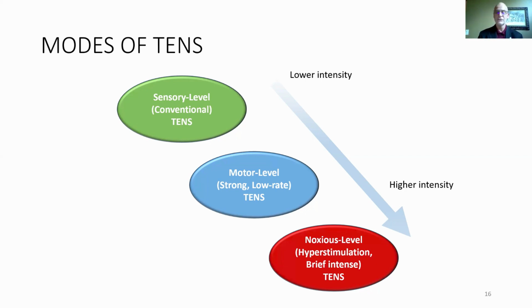With the motor level, you're getting the A betas because you're getting sensory, but then you're also getting the muscle to pump. And then that's supposed to release beta endorphins. And that's why exercise feels so good, because you can release endorphins with that. And then there's what's called noxious stimulation, which is where you turn everything up until it's painful. The mechanism of that is not really known, and I'll go into that in a little bit. All right, so those are the three things we usually think about with TENS.